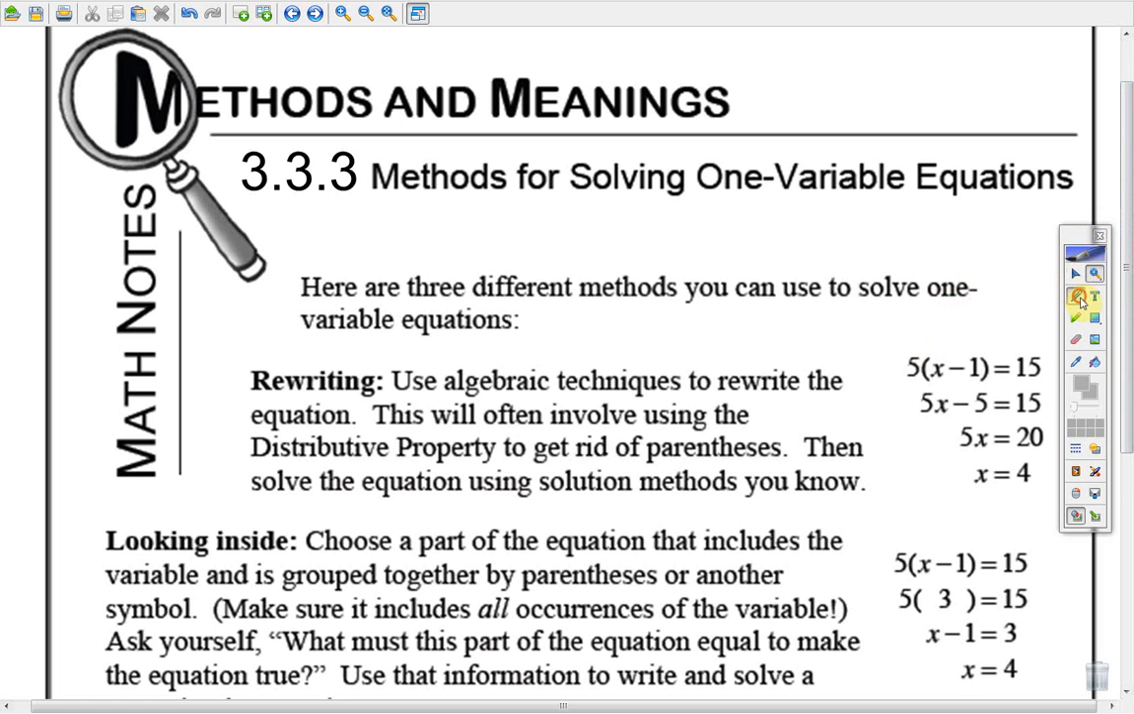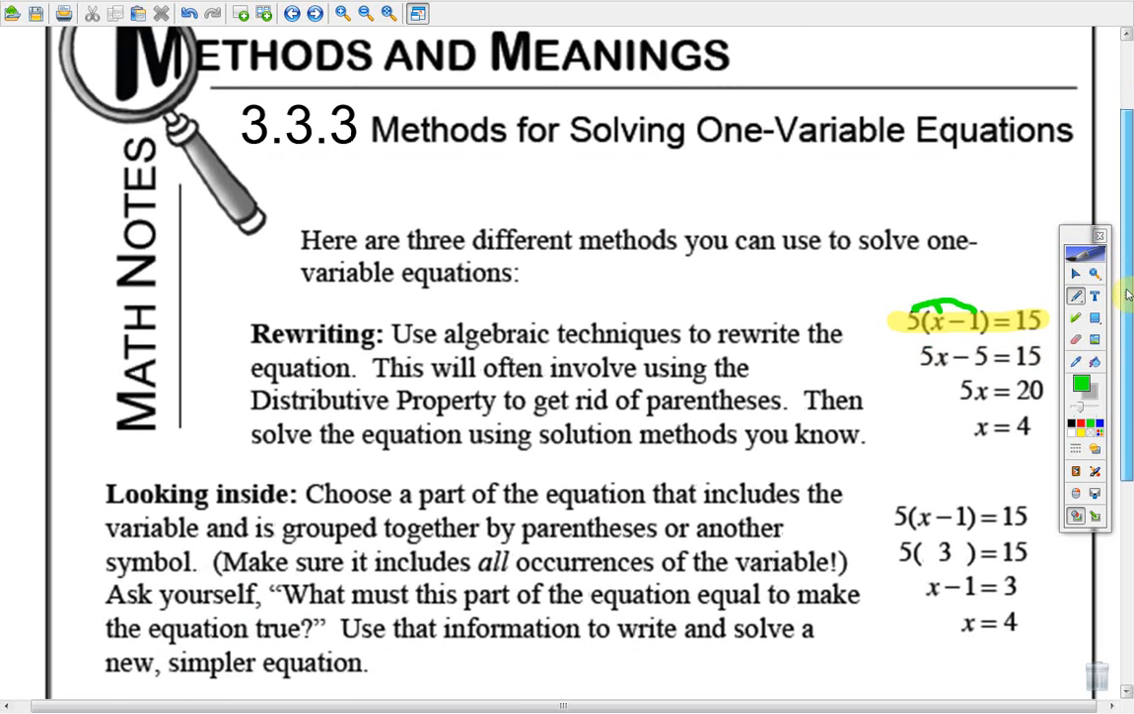Alright, so here we have an equation. 5 times the quantity x minus 1 equals 15. So we're distributing that 5. We're saying 5 times x gives us 5x. 5 times negative 1 gives us negative 5. So 5x minus 5 equals 15. Then we start undoing, and we add 5 to both sides, and we get 5x equals 20. Divide by 5 and get x equals 4. Okay? So that first step, though, that's rewriting the equation.